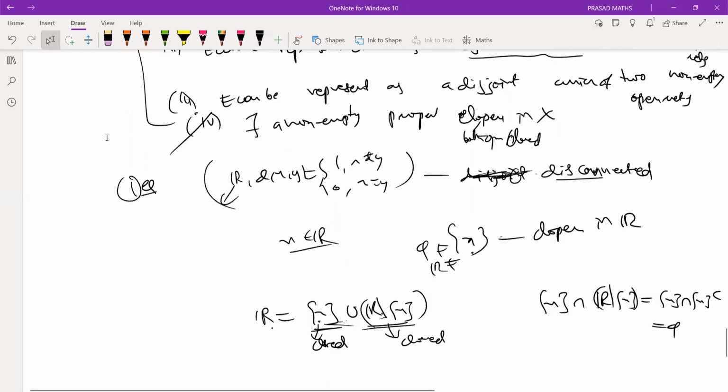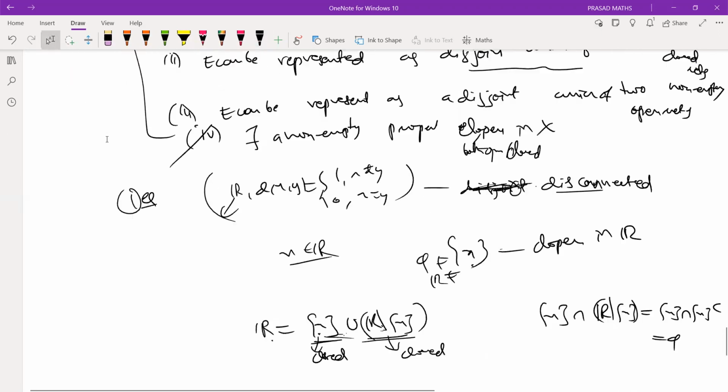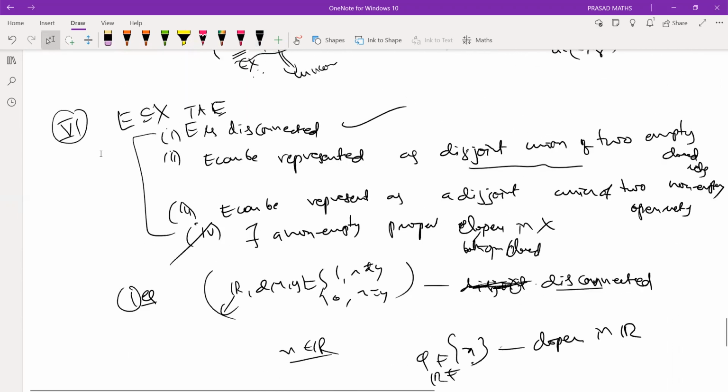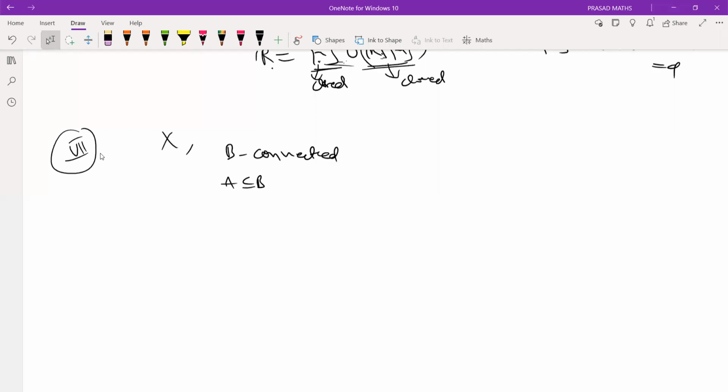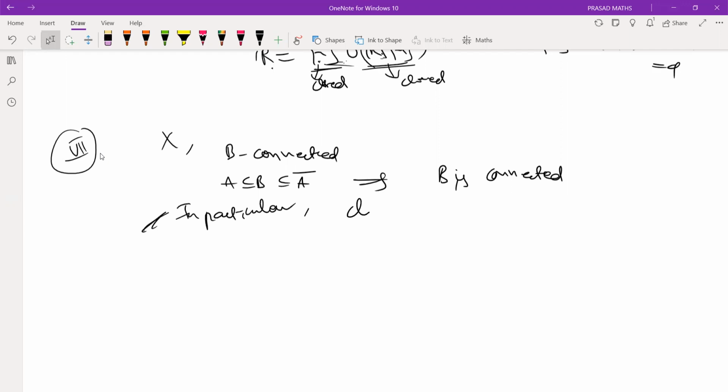Property number 7. Suppose you have a metric space. Suppose my set B is connected. A is any subset such that B is a subset of A, and A is a subset of B closure. Automatically, the middle one is connected. So in particular, this is very, very important: closure of a connected set is connected.